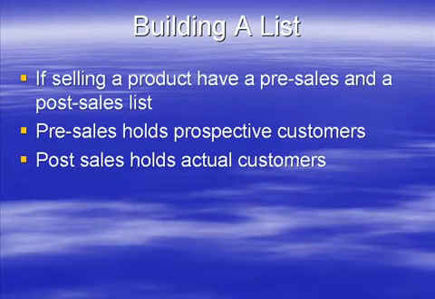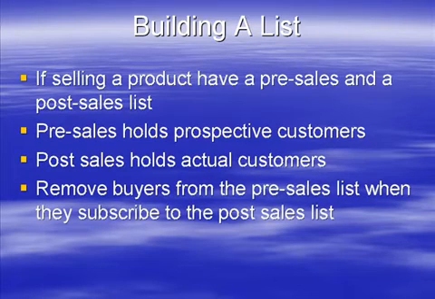Your post-sales holds actual customers. These are the people that have bought, they spent money with you. They're qualified buyers, and you know that A, they have money, and B, they're going to spend it. So what can you do with them? You sell them other affiliate products and back-end products. But it's vital that you remove the buyers from the pre-sales list. It's going to confuse the hell out of them.